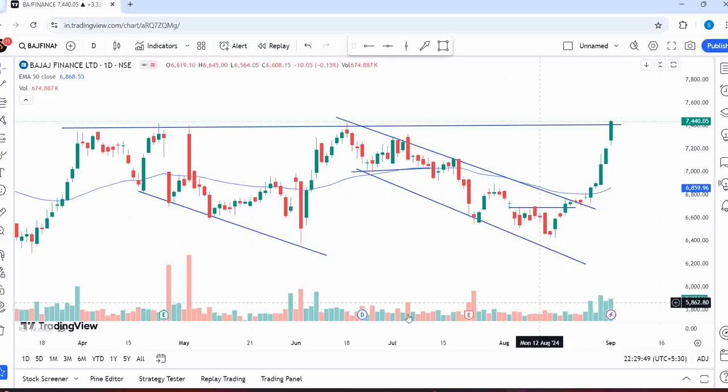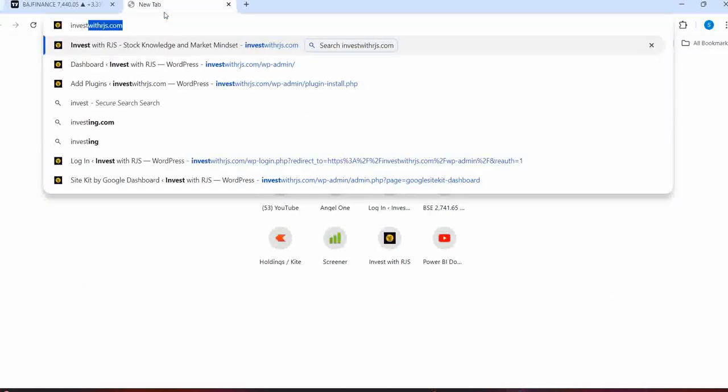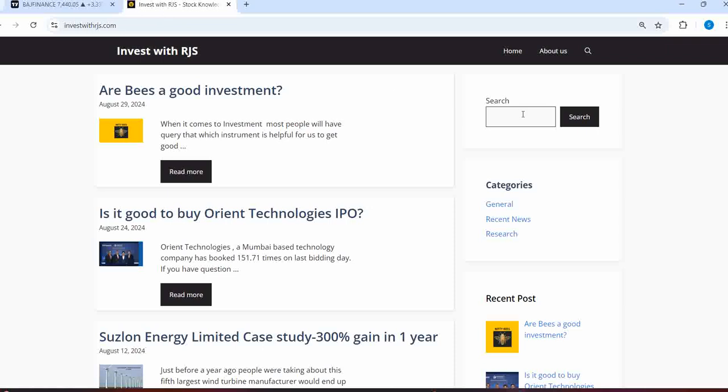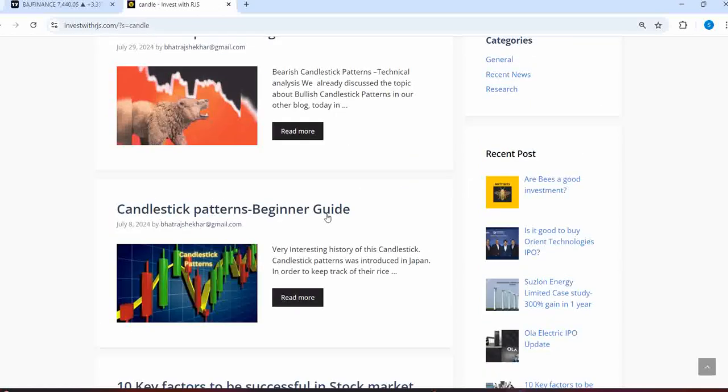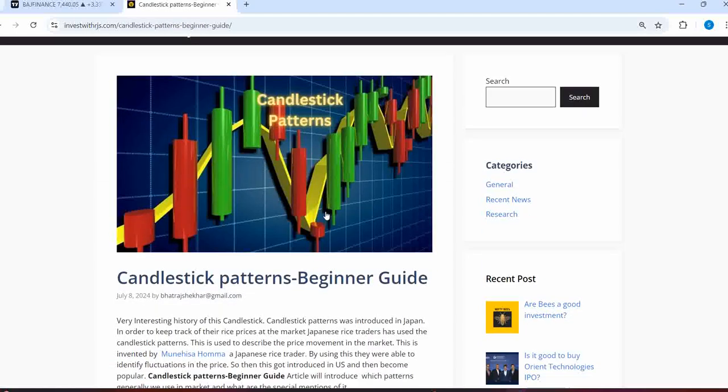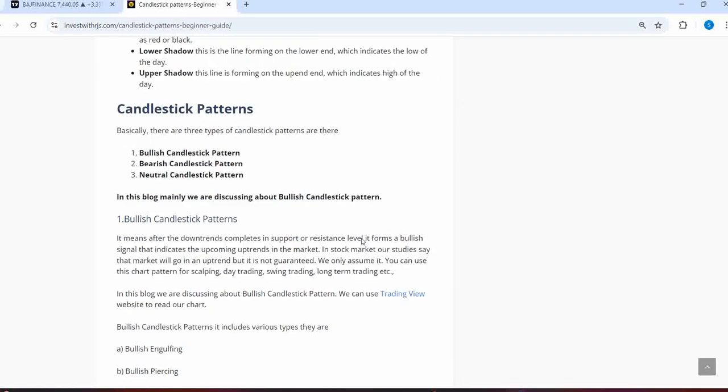Now coming back to this region, we will identify one of the candles. This candle we will pick. One of the main things here is our candlesticks. If you go to Invest with RJS, there is a very good article on candlesticks. You can go through it. It will give you a very good analysis of what a candle is and how we can read it.